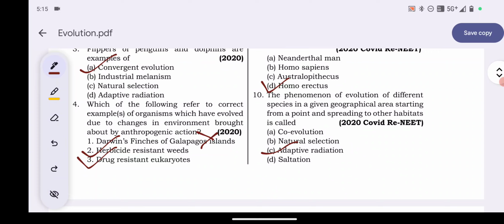Okay. Explanation. Adaptive radiation is this process of distinct species in a certain geographical area evolving from a single point and literally radiating to other parts of geography, that is habitats. One of the clearest instance of this phenomenon is Darwin finches. Question number 11.